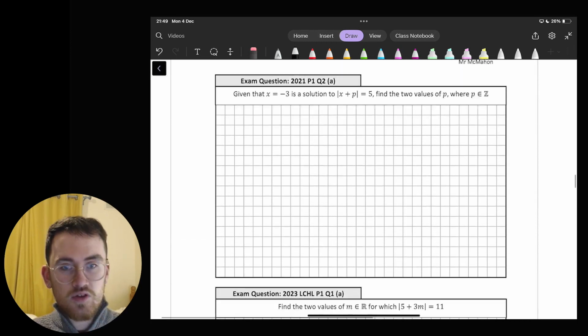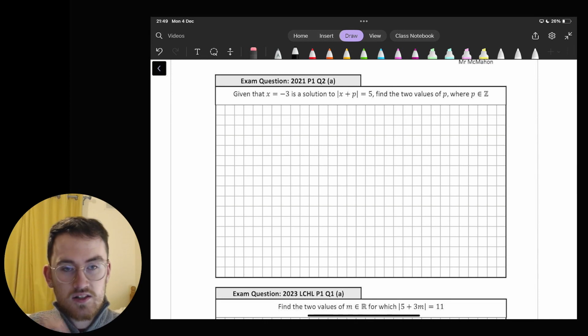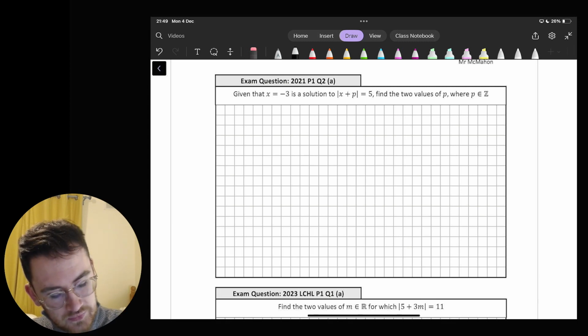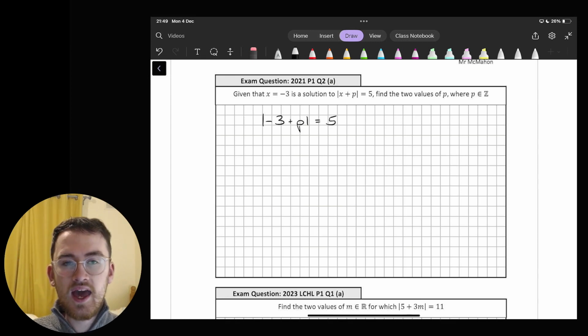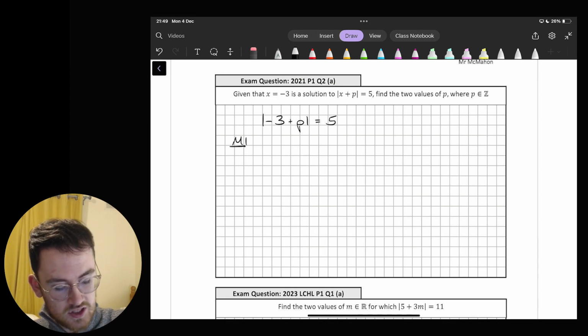Let's keep ourselves moving. We're going to jump into an exam question. So given that x is minus 3 is a solution to this equation, find the two values of p. So this is the 2021 exam question here. So jumping in with x is minus 3, we get minus 3 plus p is equal to 5. Okay, and I can use either method here once I've established that idea.